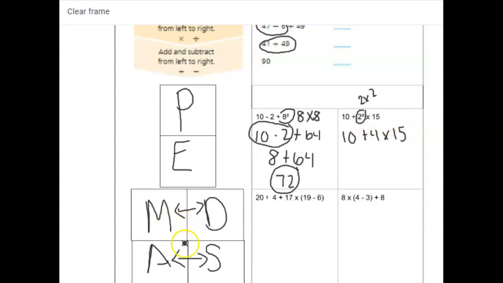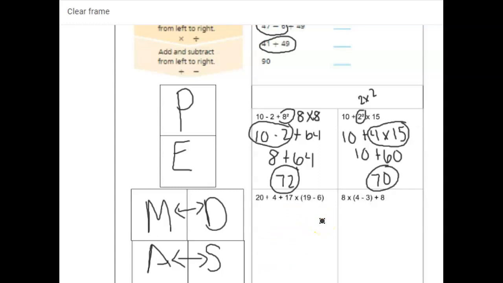Okay, exponents are gone. Is there multiplication or division? Yes, there is. 4 times 15 is 60. So I have 10 plus 60, and that is 70. Again, I would always suggest you double check these with your calculator as you're going down through this. Okay, a little bit of a longer one here.